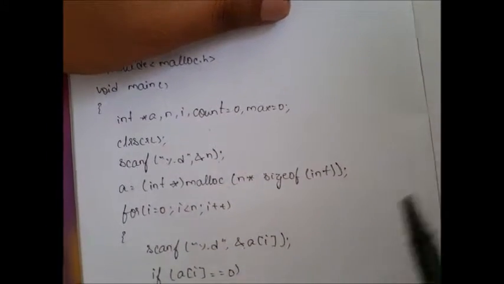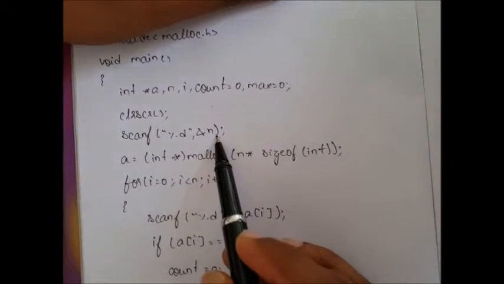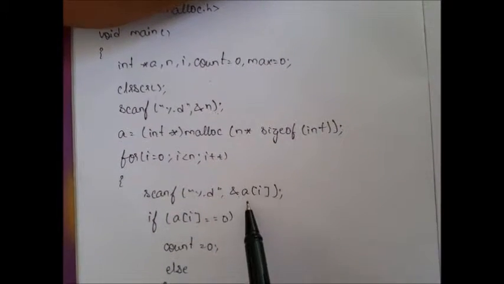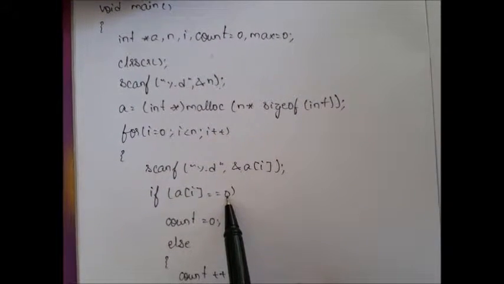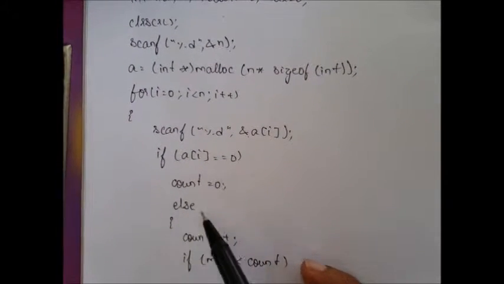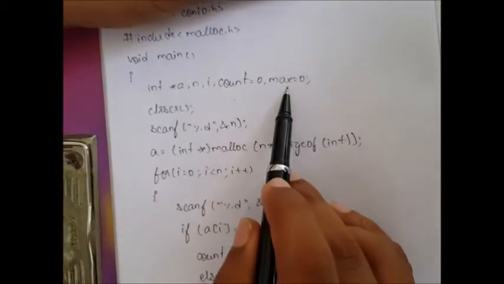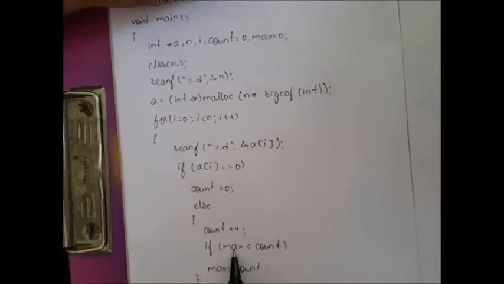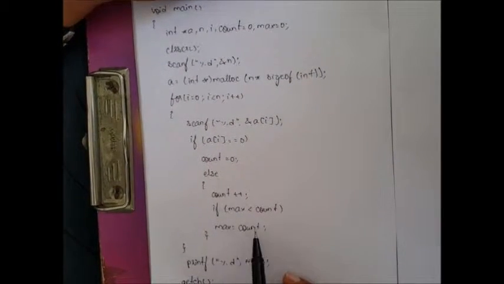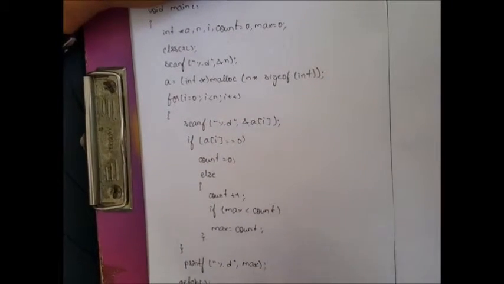Here goes the code. We'll scan n, that is the length of the main array. Then from 1 to n, we'll scan each and every element of the main array. If the element of the main array is 0, then we'll make the count variable 0. Else we increment the count variable. First we initialize count and max as 0. If the max is less than count, then max would be equal to count.